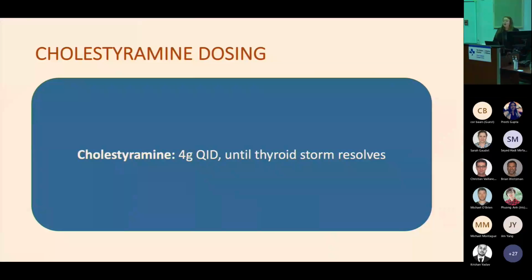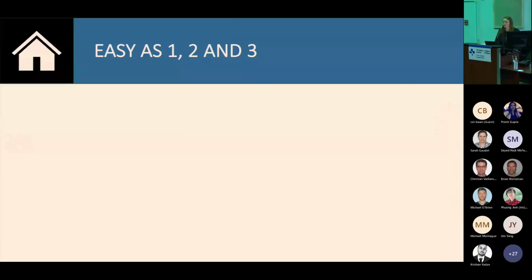And it should be started as soon as possible to help decrease essentially the thyroid hormones in an acute fashion. It's dosed as 4 grams QID until the thyroid storm resolves. And so that brings us to the end of thyroid storm management.